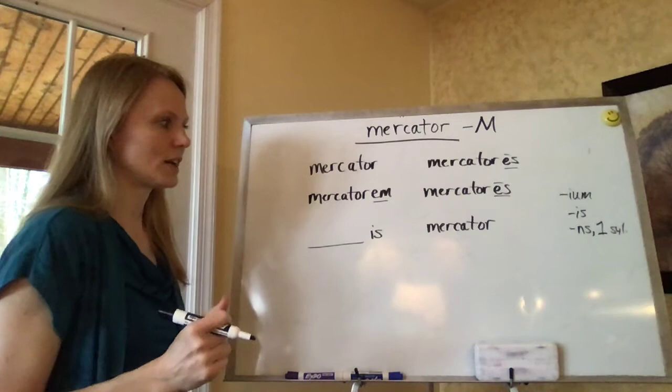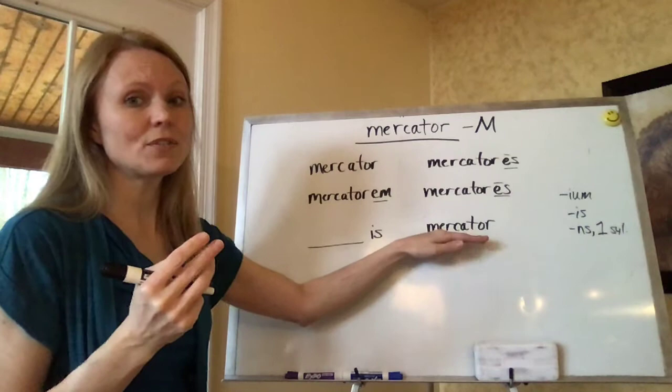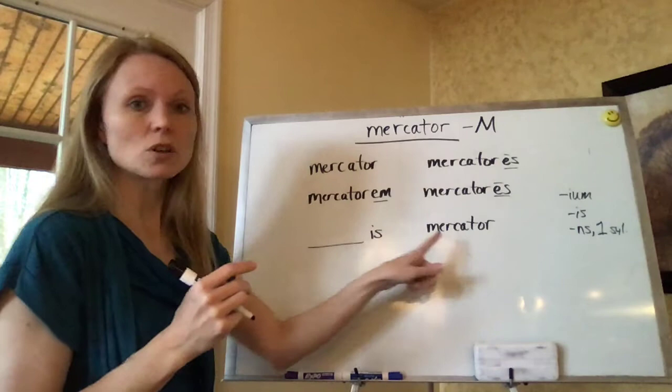Mercator. No, that's three syllables. It definitely does not meet that one, right? And it doesn't end in is. So we're going to put in mercator.